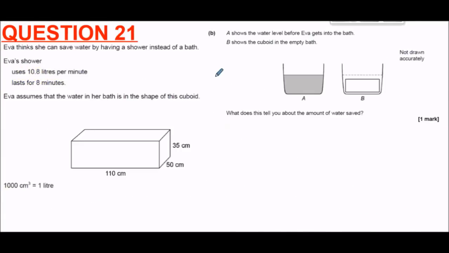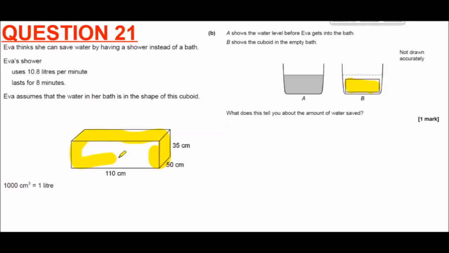We've got here for part B that we're just testing her assumption out. So part B, we're saying diagram A shows the water level before she gets into the bath, and B shows the cuboid in the empty bath. So the cuboid is from part A, which is what we based the calculations on in part A. So if you have a look at this, the cuboid is actually only a part of where the water comes up to. In actual fact, the water level takes up more volume than the cuboid does.